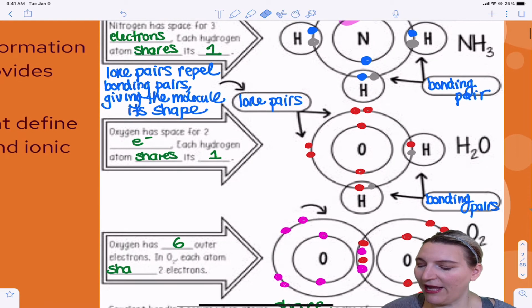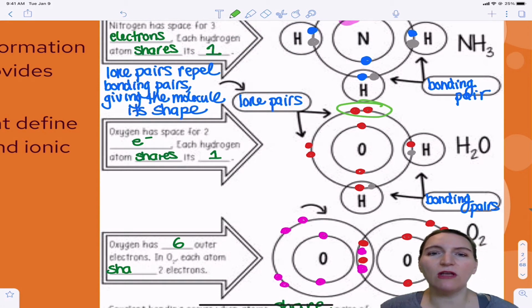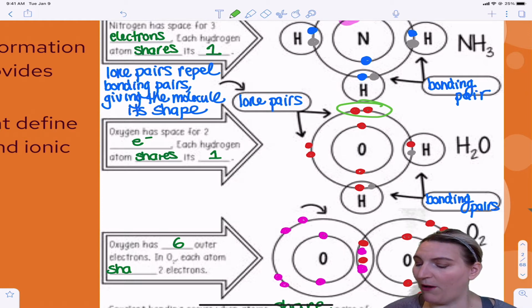You can see the same thing happens with oxygen. This is, of course, water, right? Oxygen has 6 valence electrons. Sometimes these electrons are in what we call lone pairs. Those are valence electrons that are not involved in bonding, which is why we call them lone pairs. And then we have bonding pairs, the electrons that are involved in bonding. We can see the same thing happening here, where oxygen shares 1 of its valence electrons with hydrogen, and hydrogen shares its 1 valence electron.